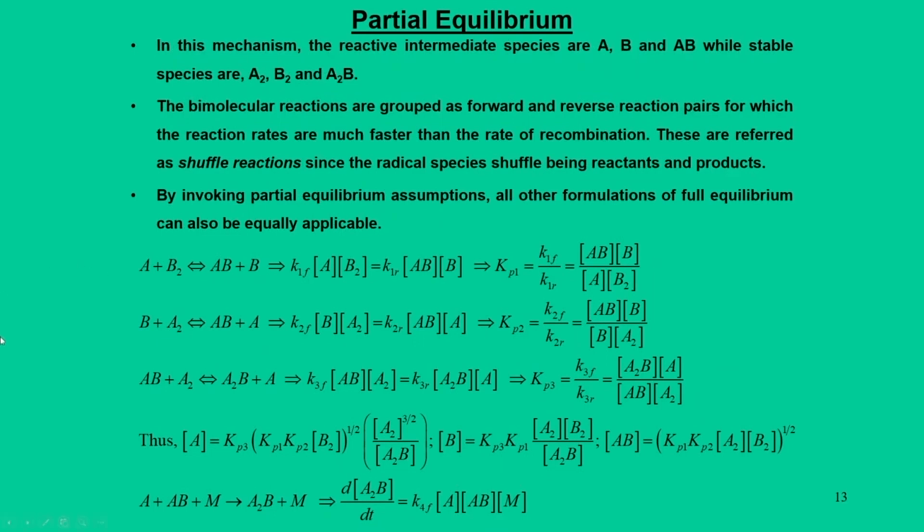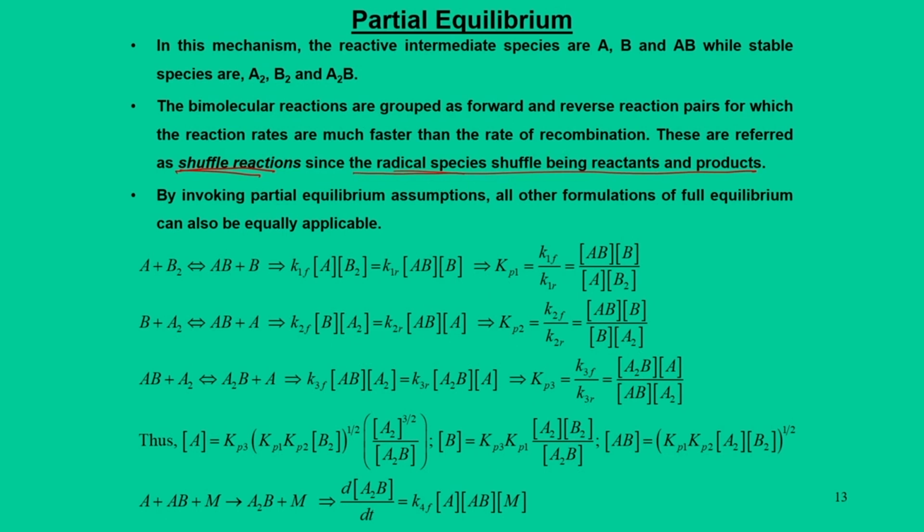Here I need to emphasize that there are some reactions which are paired, and they are called shuffle reactions, because the radicals, the species, are shuffled among those reactions between the reactants and products, and this helps us to find out which is a faster reaction.